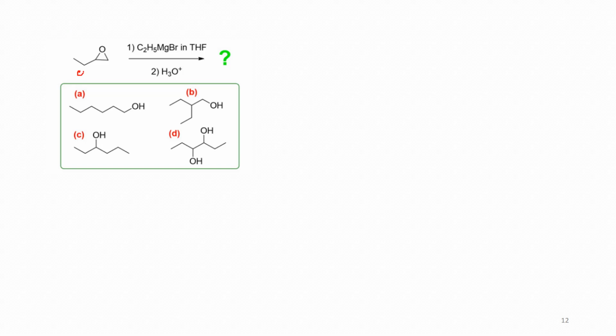Three-member rings are highly strained, and here there is an oxygen atom, so it is highly strained and prone to open. There are two possibilities: the bond can open from this position, or from this position. So from where will it open? Just think.